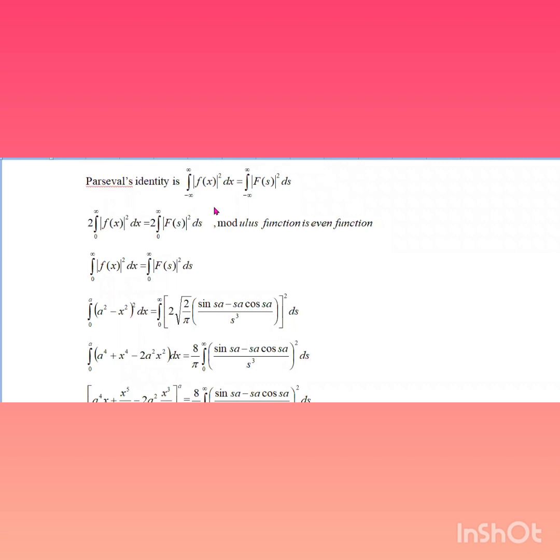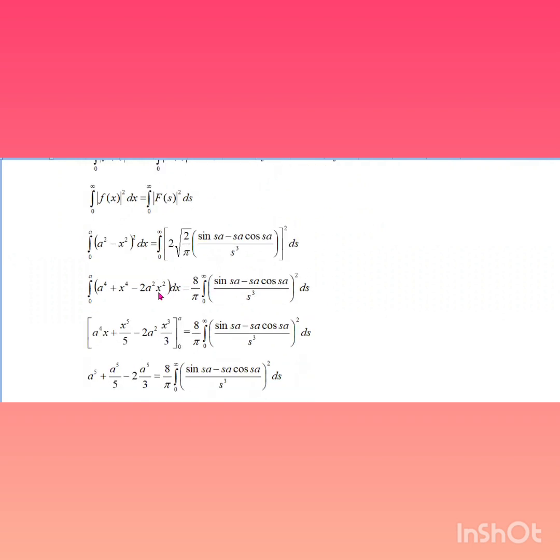What is Parseval's identity? The integral over the limit minus infinity to plus infinity of |f(x)|² dx is equal to the integral over the limit minus infinity to plus infinity of |F(s)|² ds. The modulus function is always even, so you can write 2 times the integral over the limit 0 to infinity of |f(x)|² dx equal to 2 times the integral over 0 to infinity of |F(s)|² ds. The 2s cancel on both sides. So the integral from 0 to infinity of |f(x)|² dx is equal to the integral from 0 to infinity of |F(s)|² ds.